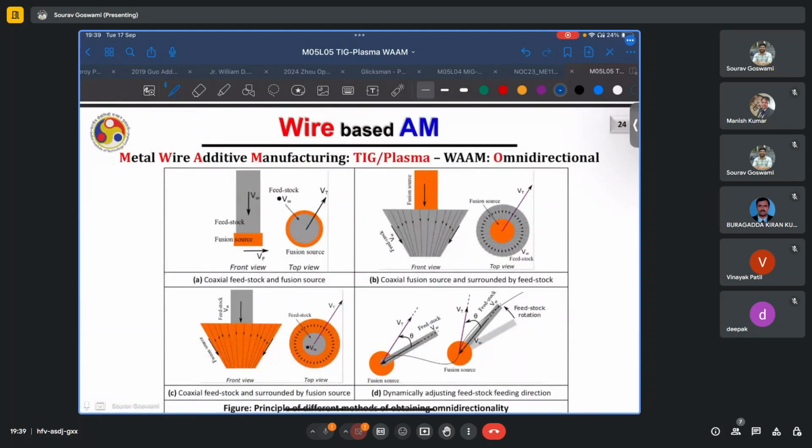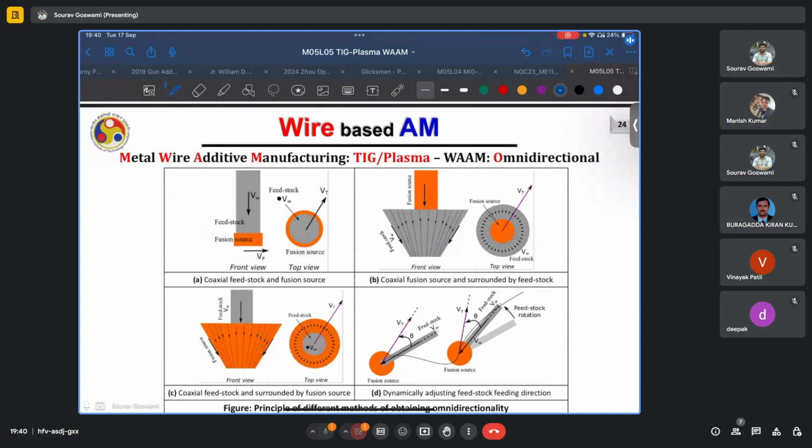A few changes have been proposed, or these technologies have been proposed to overcome this lack of omnidirectionality. One is where your feedstock is fed directly into the fusion source from the center. So you have the coaxial feedstock and coaxial fusion source. Second is where your fusion source is coming from the center or coaxially, and the feedstock is coming from all sides. This is probable for a powder-based feeding process.